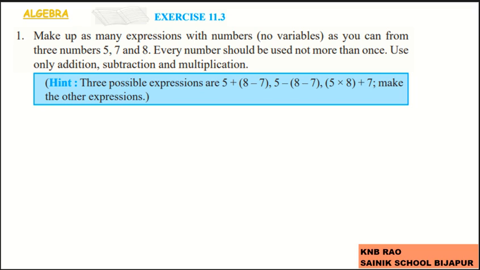Now coming to question number 1: make up as many expressions with numbers, no variables, as you can form. With the 3 numbers 5, 7 and 8, you have to make expressions, such as, a hint is given also: 5 plus 8 minus 7, 5 minus half 8 minus 7, 5 into 8 plus 7, and some more like that. Every number should be used not more than once, that is a condition. So you should use every number only once.